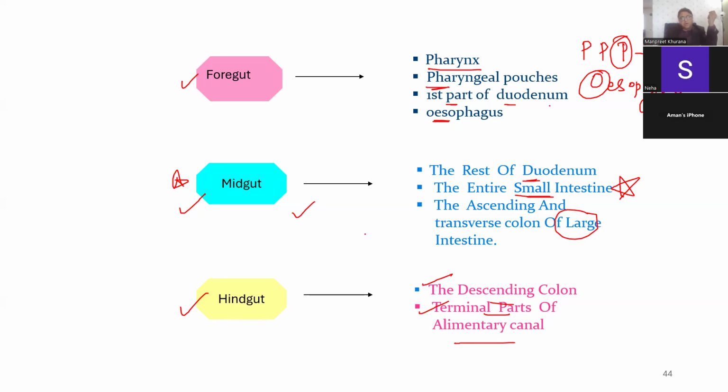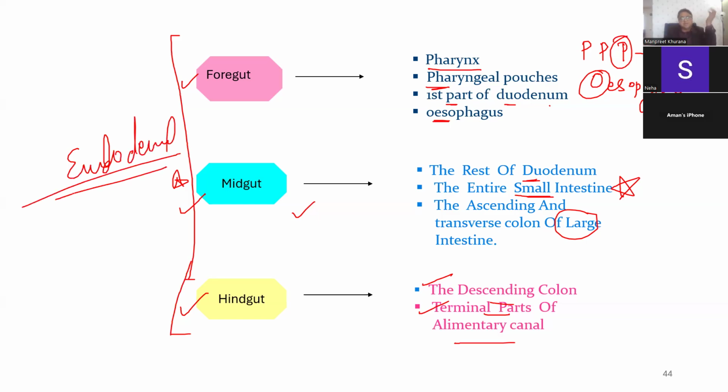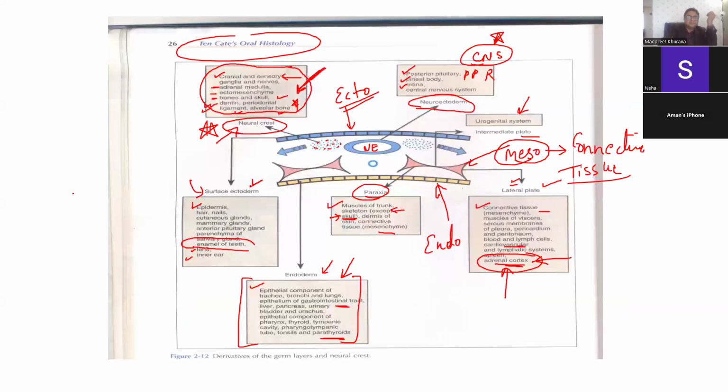Anybody who can tell me all these three are derivatives of which germ layer? Like germ layer, they are ectodermal, endodermal, or mesodermal? Neha? Endodermal. Very nice. They are all endodermal. So the entire gut is formed from endoderm, if you remember here. Now this endoderm, if you see, forms trachea, bronchi, lungs, and the epithelium of the gastrointestinal tract. Okay. So the gastrointestinal tract is a derivative of endoderm.